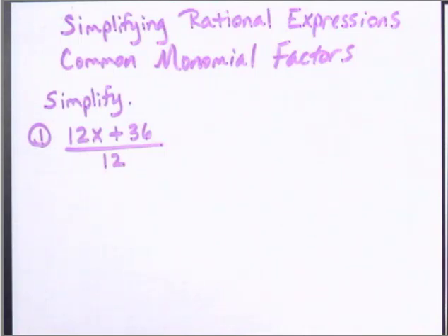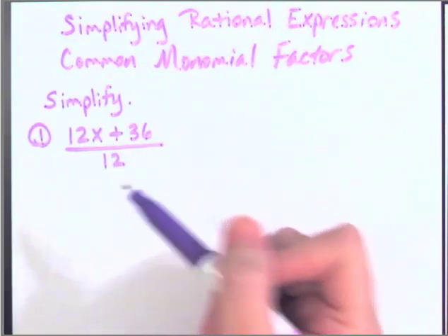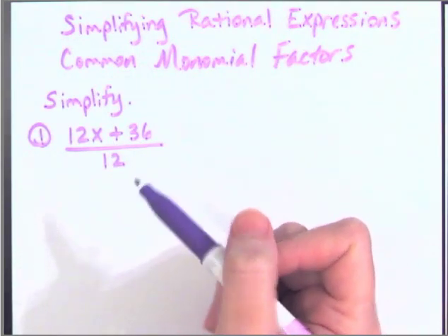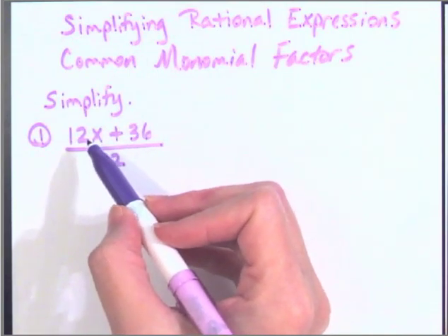Hello, today we're going to be simplifying rational expressions with common monomial factors. And our directions are just going to say simplify. So we're going to need to know that we're going to have to factor and then we'll cancel any common factors. So as I look at the numerator, I want to focus on the 12, that's the lowest number.